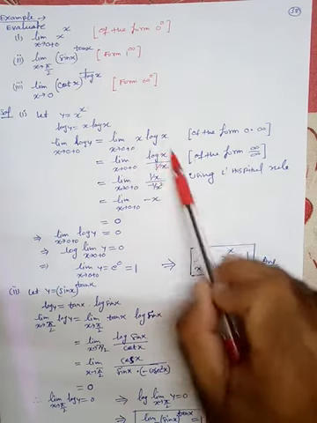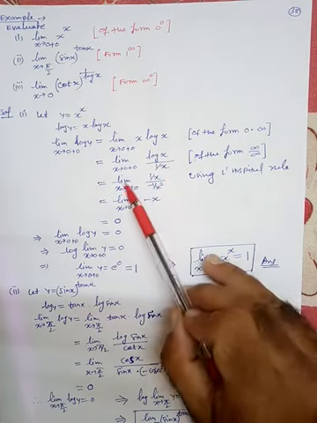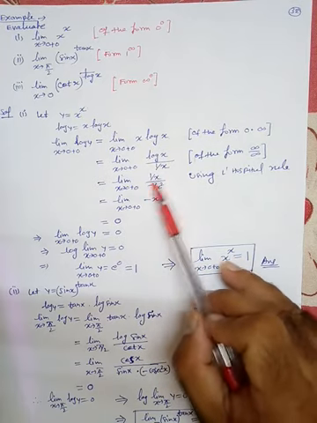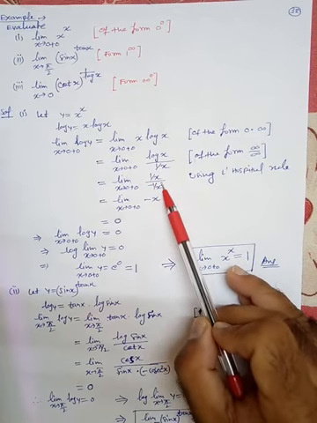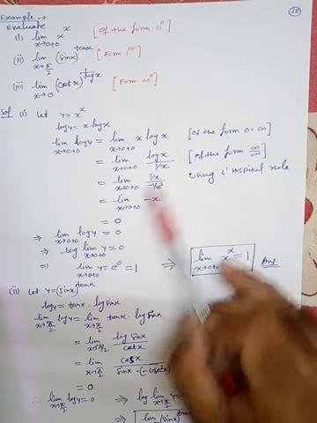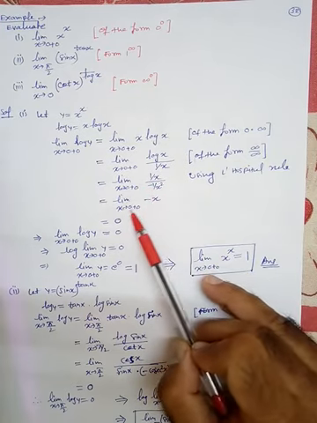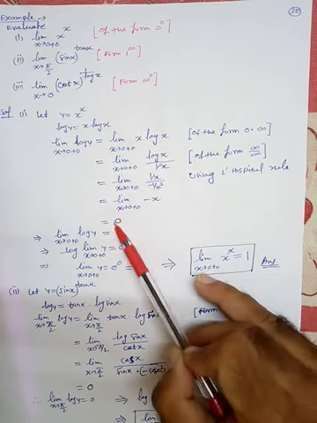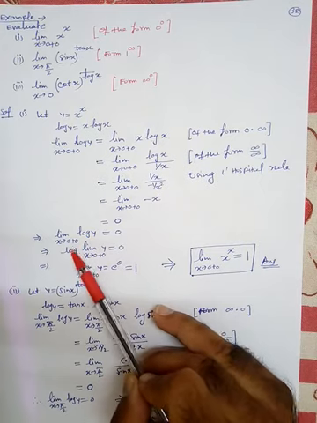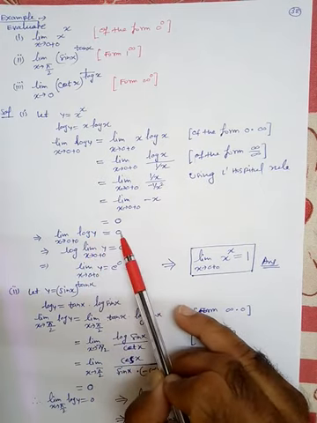So just differentiate the numerator and denominator separately. Limit x tending to 0 plus of 1 by x divided by the derivative of 1 by x, which is minus 1 upon x square. After simplification we get limit x tending to 0 plus of minus x, and when you apply the limit, this will be 0. So limit of log y is equal to 0.